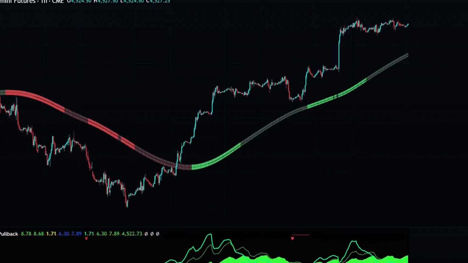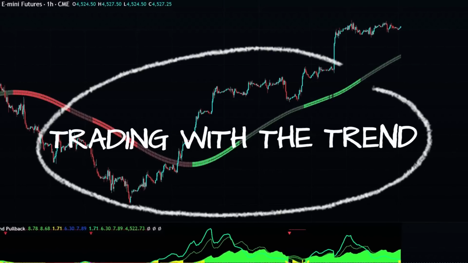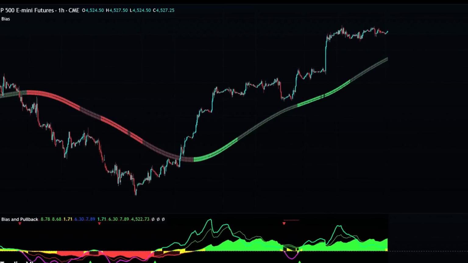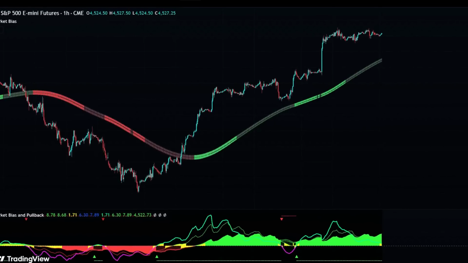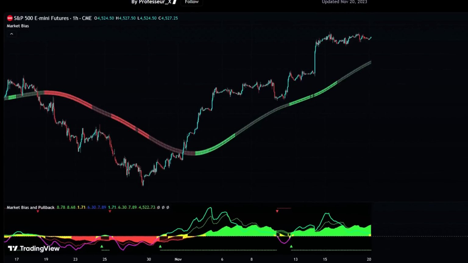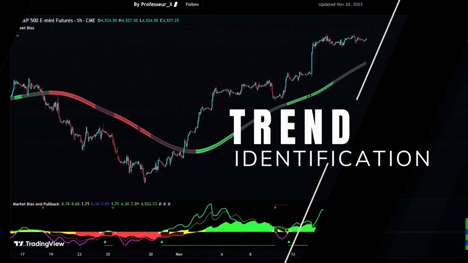This is crucial because we want to be trading with the trend, not against it. It's like trying to swim upstream. It's much harder work. We want to ride the wave, not fight it. So, with this indicator, we'll have a much better idea of which direction the wave is going.